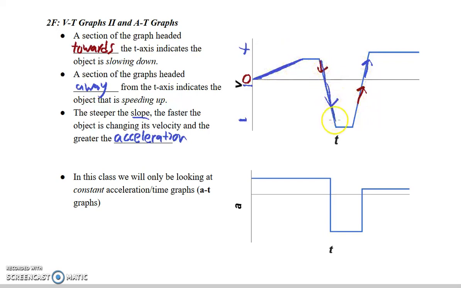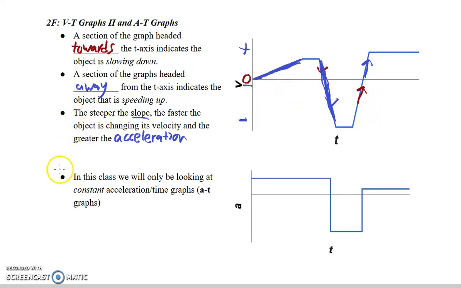Let's compare that to over here, where there's a slope, but it's steeper. In both of these sections of graph, you see the velocity change, but in one part of the graph it's more gradual, so that's going to have a lower acceleration, and over here it's going to have a higher acceleration because it's steeper. So that's what the slope means on a VT graph.